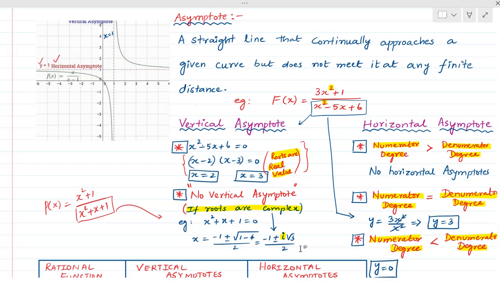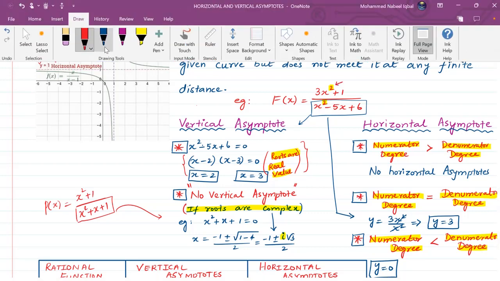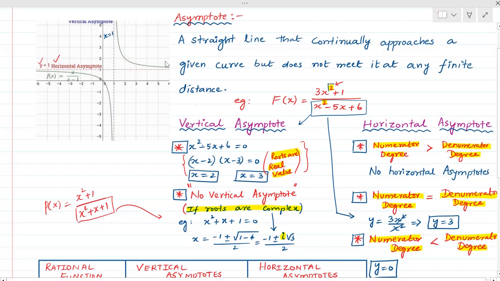Similarly, for the horizontal asymptote, we will have some conditions. What are those conditions? Here we look at the degree. The degree of the numerator is 2 and the degree of the denominator is also 2. So depending upon the degree, we will have three cases. First, when the numerator degree is more than the denominator degree, we will say there is no horizontal asymptote.